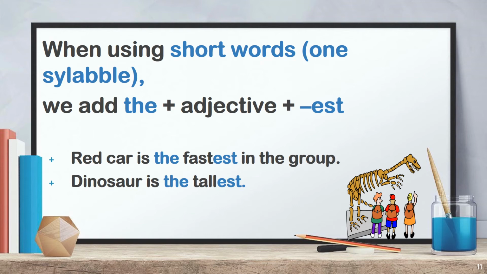Like, the red car is the fastest. The adjective is fast. So what I say is the fastest in the group. The dinosaur is the tallest. As you see in the picture, we have three people and then we have the dinosaur. So who is the tallest? The dinosaur. The dinosaur is the tallest. I added the before the adjective and then I added est to the adjective.